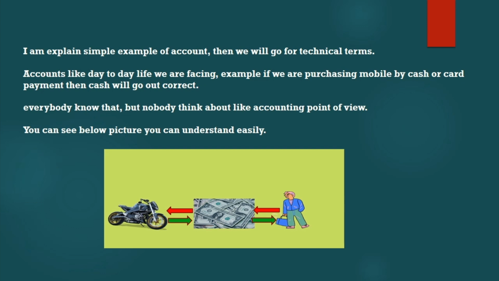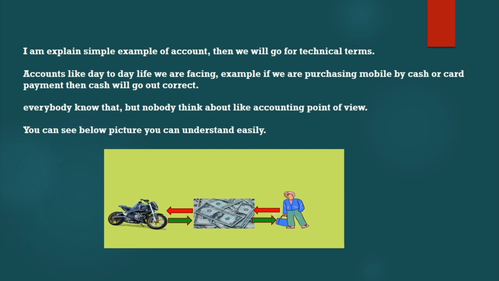The same thing we are going to use. If you are the accounting guy or working in the company, when money is going out, it is accounts payable, and when money is coming in, it is accounts receivable. We are using these as technical terms, correct? Think about day-to-day life: money is going out, money is coming in. If you sell the same mobile, you are receiving money from someone. Everybody knows that, but nobody thinks about it from an accounting point of view.